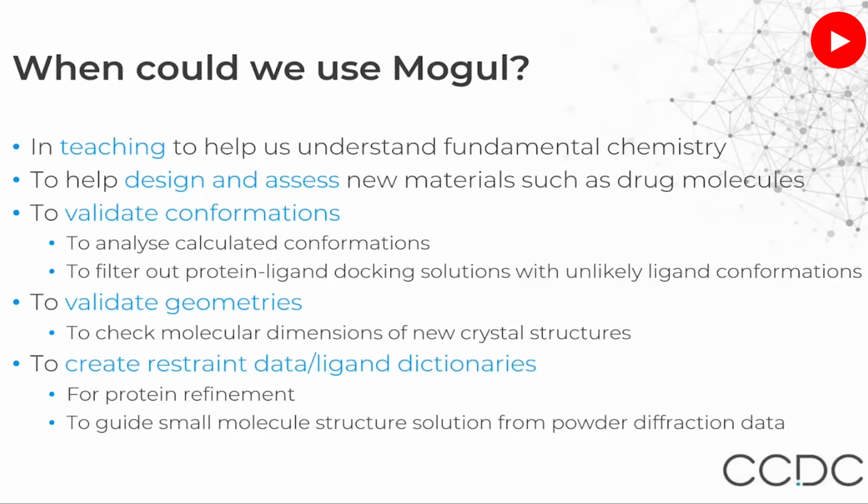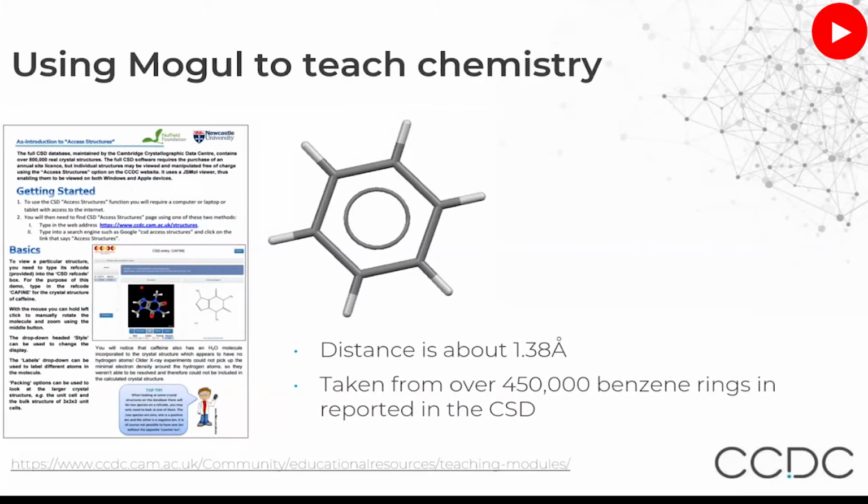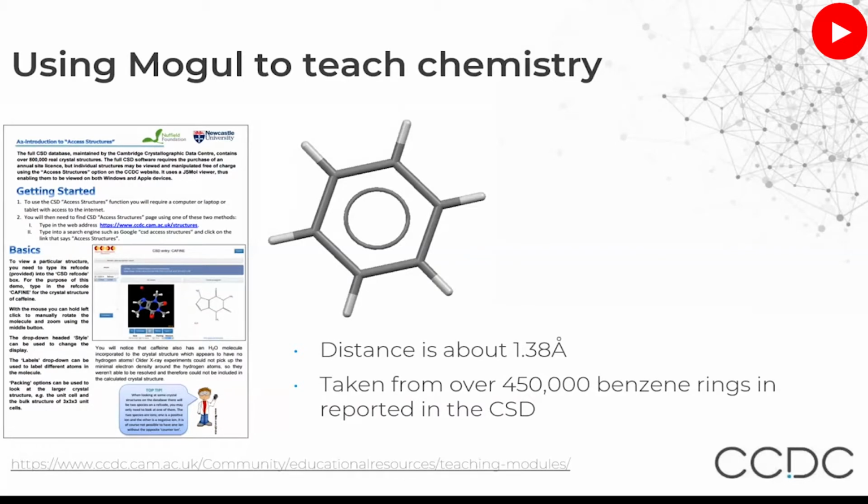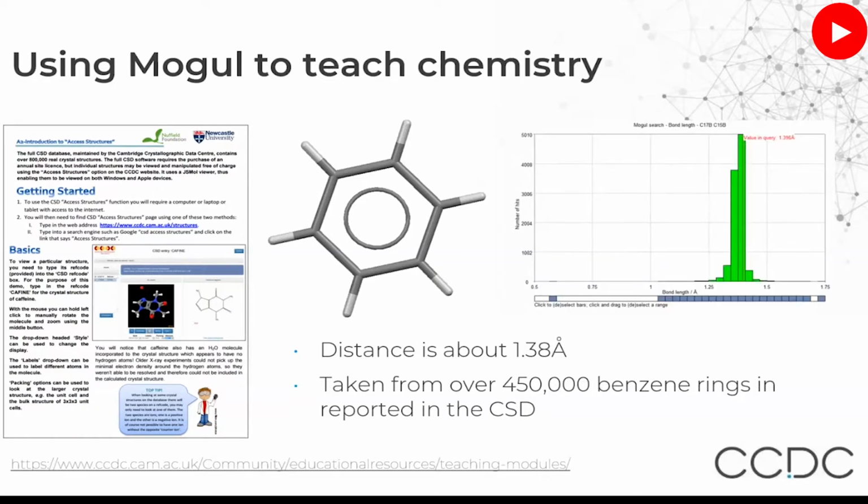Finally, you could also use it to create restraint and ligand dictionaries. So you might want to do that for protein refinement or to help guide small molecule structure solution from powder diffraction data. Here is an example of how Mogul can be used in teaching to help students understand the different geometries in benzene and cyclohexane. In this tutorial, students use Mogul and experimental data in the CSD to help them determine typical carbon-carbon bond lengths in benzene rings.